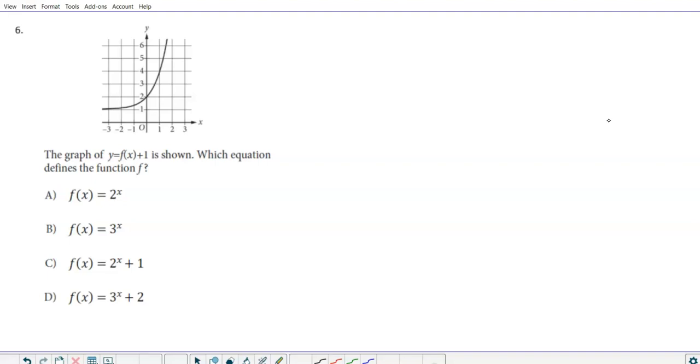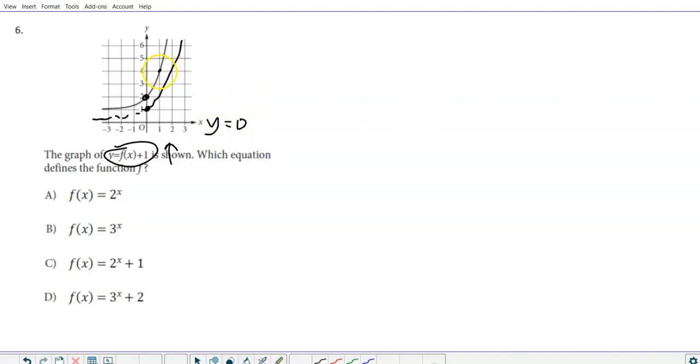Graph of f of x is shown, which equation defines the function f. Okay, so for this one, it doesn't give us f, but it does say this is the equation shown. So that means it moved up 1 from the original. So if this is hitting at 2, this would hit at 1. This looks like it has an asymptote at 1. I would say this one has an asymptote at 0. So y equals 0 might be that equation.